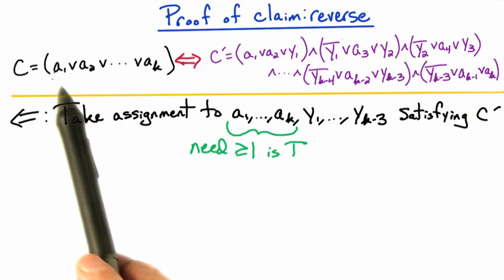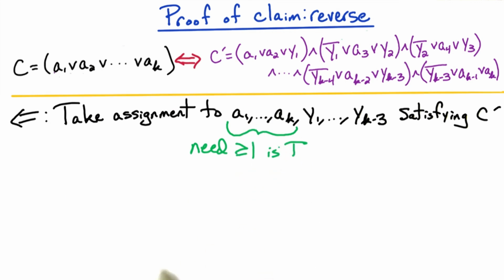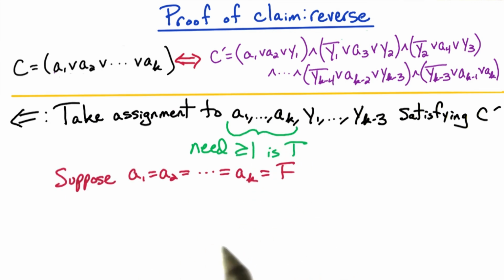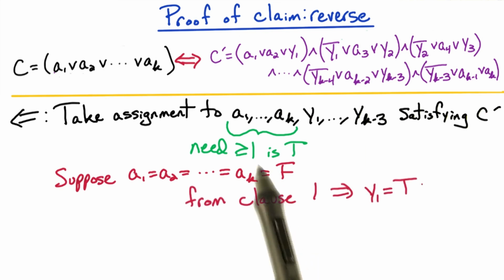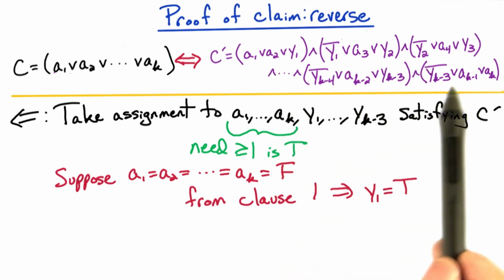Now, in order to satisfy this clause C, we just need to show that at least one of these literals is set to true. Let's suppose that's not the case. Suppose all of these K literals are set to false. Under this assumption, is it possible to satisfy C prime? We'll show it's not possible. Now we're supposing we have an assignment which satisfies C prime, so it satisfies all of these clauses.